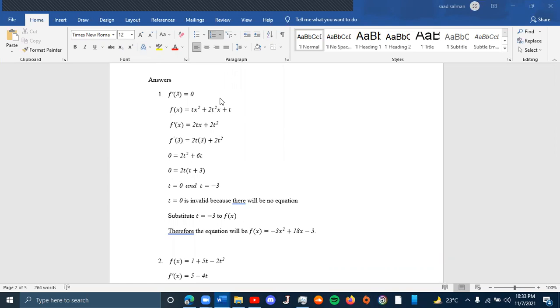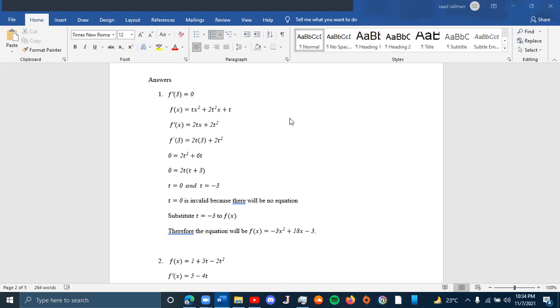in the question. So f prime x = 2tx plus 2t squared. So f prime 3 = 2t(3) plus 2t squared, and 3 is substituted in the place of x. So now we'll put a 0, which would give us 0 = 2t squared plus 6t, which will be 0 = 2t(t plus 3), which would give us t = 0 and t = 3.